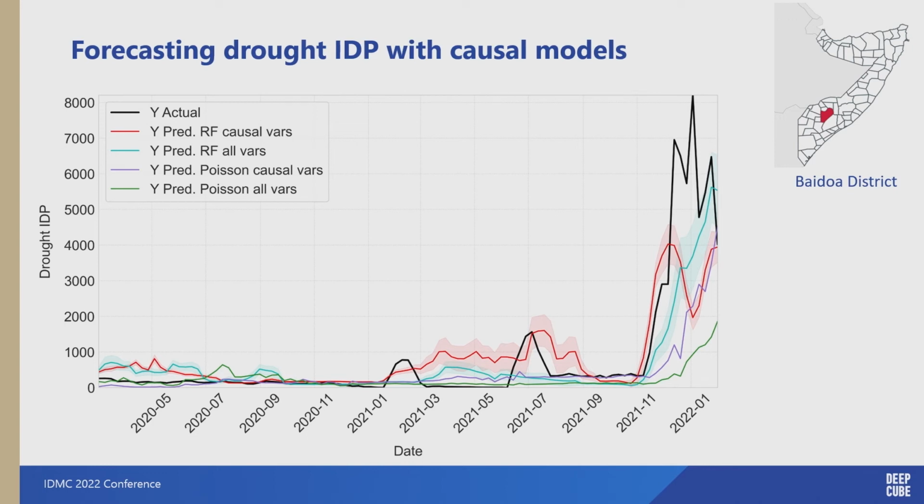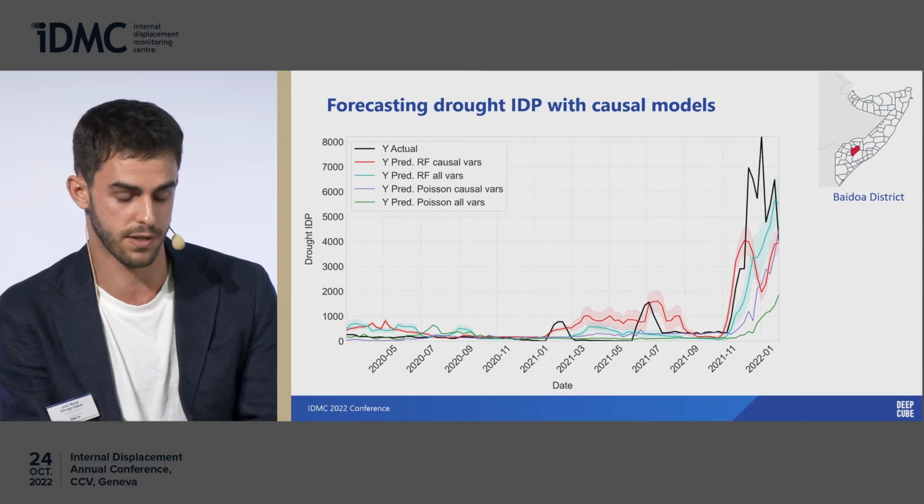So what we have here is a simple example. We have the red line, and in contrast with the non-causal model, it's able to predict more or less the lower displacement magnitudes of lower waves of displacement, and it also predicts the correct onset of the last displacement wave till January in Baidoa.